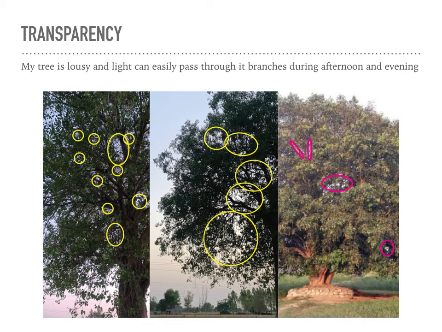Transparency. When my tree is observed through the afternoon and evening, in both scenarios the tree is very much transparent. There is a lot of passage of light within the tree, maybe because of the weather or the climate right now, as leaves are falling, but that is something that can be observed compared to the very little light coming through other trees.